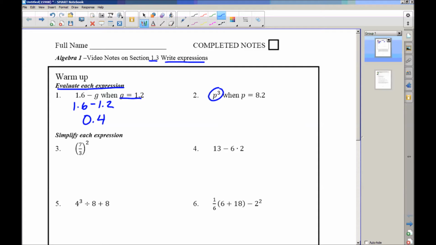And number 2, we have to evaluate the expression p to the third power for p equal 8.2. Now, it's not going to make a difference if you put parentheses in this case because the value of the variable is not negative. But it's a good habit, whenever you're doing exponents, to go ahead and put the parentheses there. So this is 8.2 to the third power. And this is where I pick up my calculator and give it a try. I got 551.368.